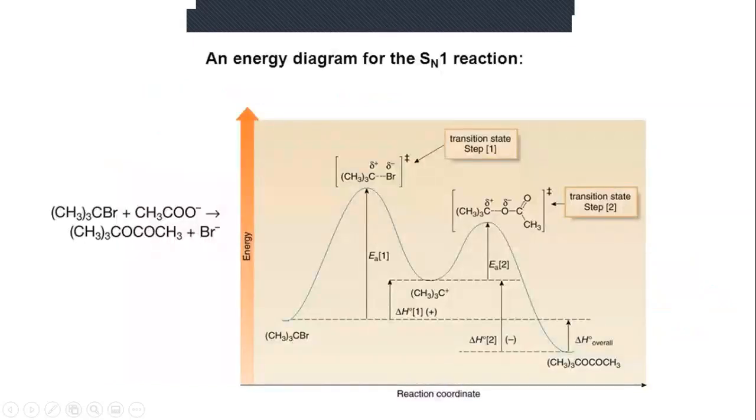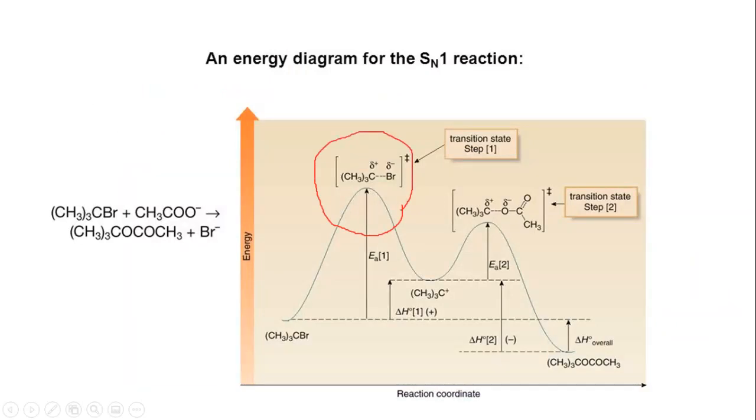Now, what does an energy diagram look like for an SN1 reaction? Again, SN1 is a two-step mechanism where the first step is the rate determining step. So always the first step is going to be your highest energy. It's going to take the most energy to form your carbocation, which is the intermediate in an SN1 reaction. This is the intermediate. So again, the carbocation is always the intermediate.